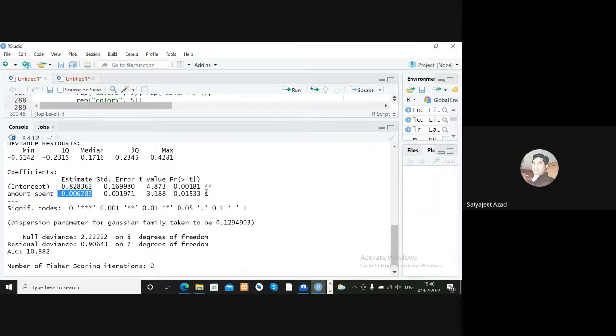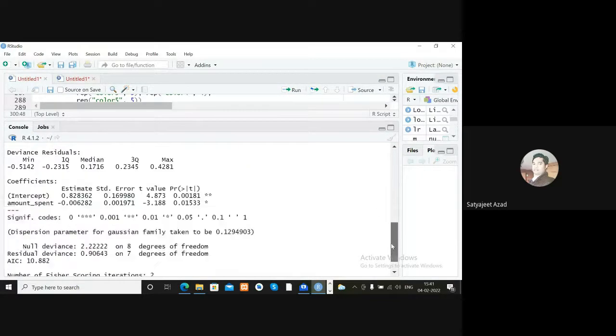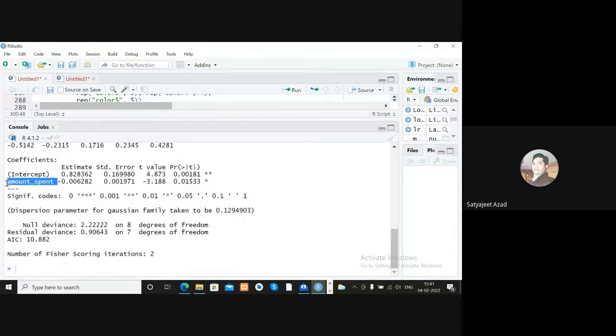I'll tell you why. This is significant, which means amount spent has some impact on sending discount, because this coefficient is significant. A star mark shows you it is significant; the value should be less than 0.05. Now once you have this coefficient, you want to predict. So now let me come to my PPT.